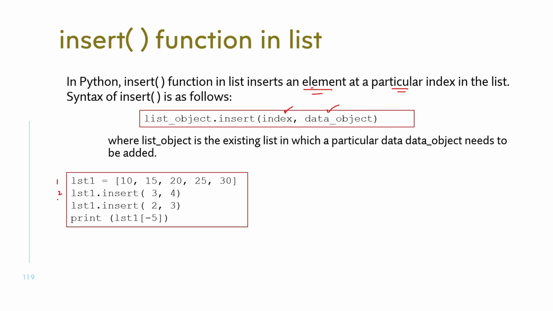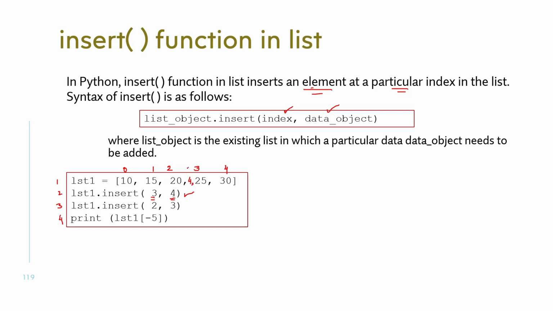1, 2, 3 and 4. So the first line has a list given to you with 5 elements: 10, 15, 20, 25 and 30. The second line says at index number 3 we need to add 4. So if I do its indexing, 0, 1, 2, 3, 4. So what we are saying is that at index number 3 we need to add 4.